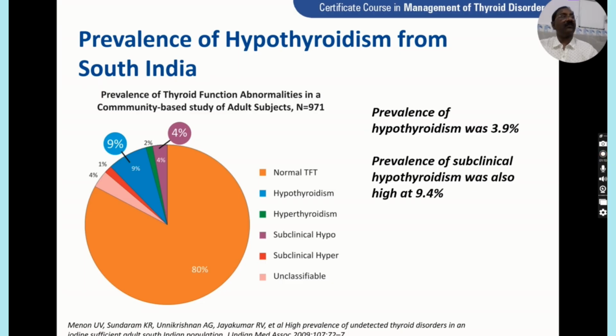Prevalence of hypothyroidism in South India was 3.9%, nearly 4%. In a country like India with 140, 150 crores of population, even 1% is very high in numbers. Prevalence of subclinical hypothyroidism was also high, nearly 10%. In South India, we are having more hypothyroidism here.